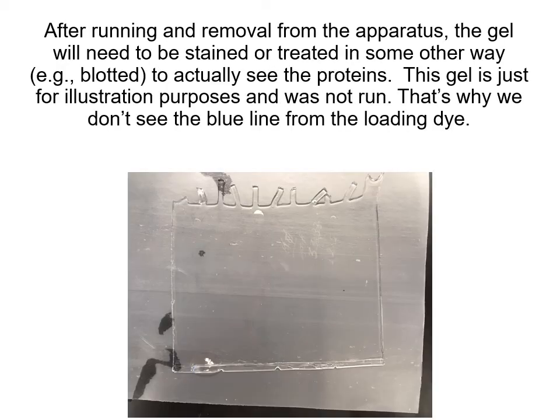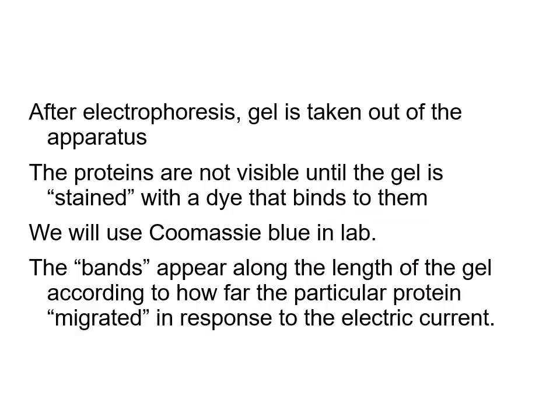Here's another picture of the gel after electrophoresis. Now this one was not run. If it had been run, there would have been a blue line from the loading dye. This is just one that I opened and sacrificed for the purpose of illustration. Right, so you have to stain the gel or do something else to them. We use Coomassie Blue in lab, and the bands appear along the length of the gel according to how far the particular protein migrated.